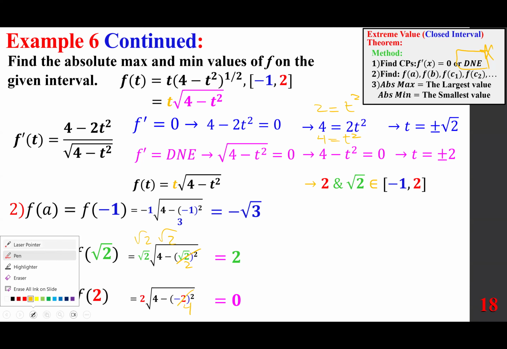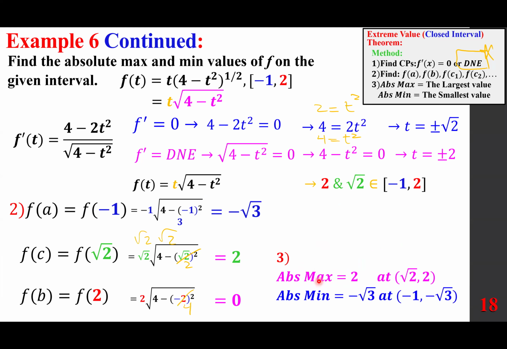Clearly, the largest value is 2, and the smallest value is minus square root of 3. So we write: absolute maximum is 2 at square root of 2 comma 2. Absolute minimum is negative square root of 3 at negative 1 comma negative square root of 3. Pretty straightforward.